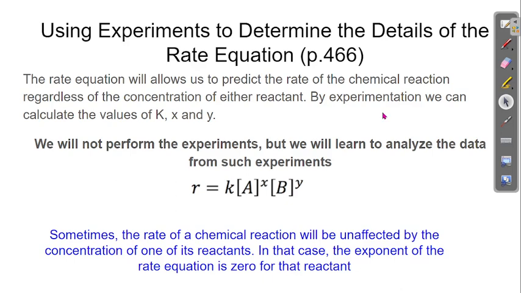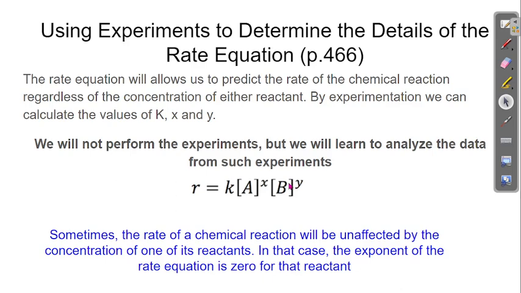Okay, let's see if I can make this a tiny bit smaller. Maybe not. No. Okay, using experiments to determine the details of the rate equation. So how do we determine K? How do we determine the X and the Y, the order for concentration A, concentration B? Okay, so how do we do that? That's by experimentation.